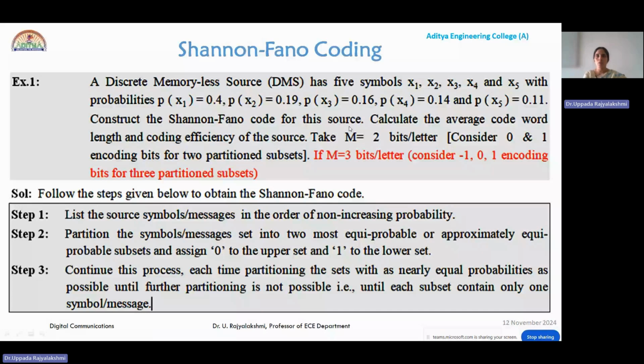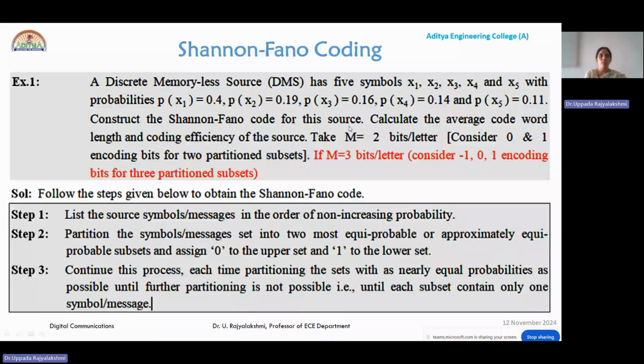Here in the question they asked you to construct the Shannon-Fano code for this source. Also calculate the average code word length followed by the coding efficiency. And here the partitioning value m is given as 2 bits per letter. You can also extend the same for a partitioning value of 3. If the partitioning value is 2, we can consider the encode bits as 0 and 1. If it is 3, we can consider the bits as -1, 0 and 1.